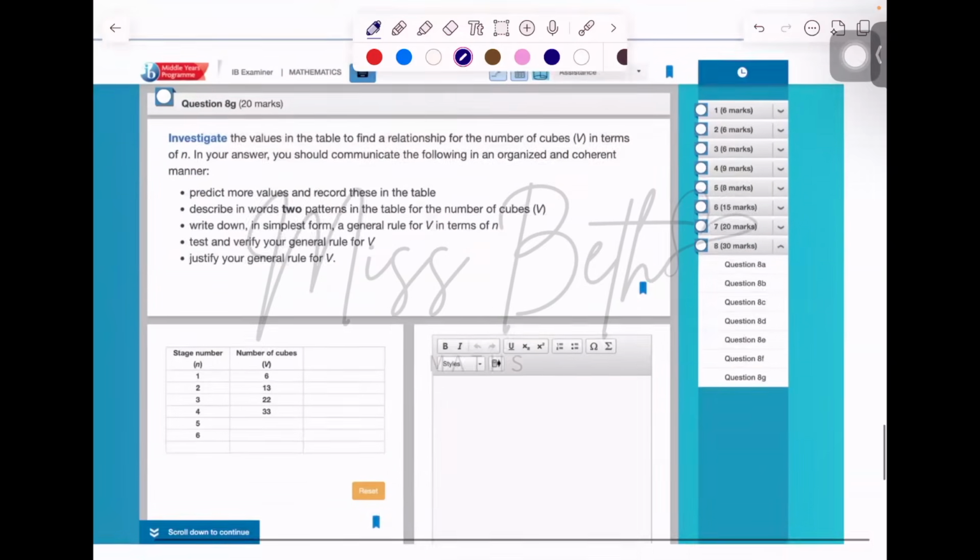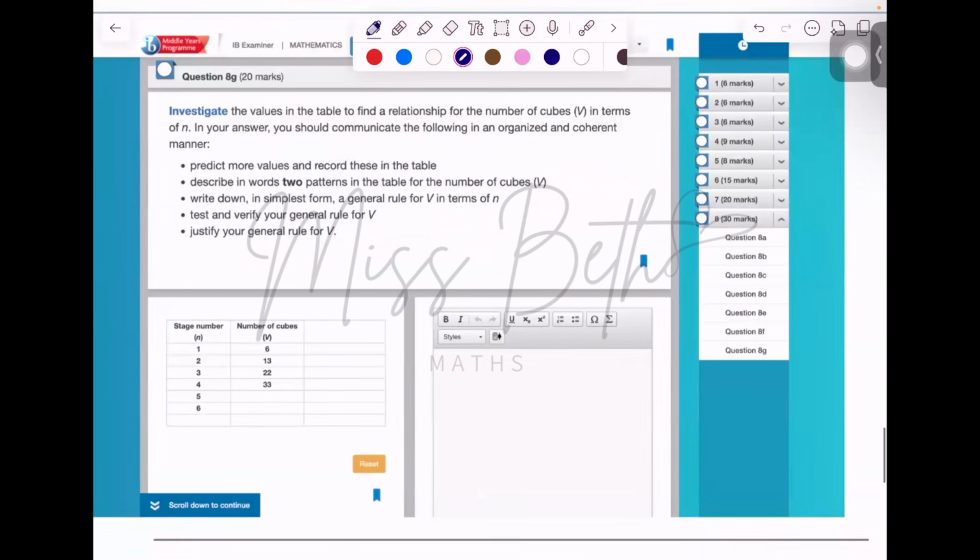So the 20 marker, we want to investigate the values in the table to find a relationship for the number of cubes V in terms of n. In your answer, you should communicate the following in an organized and coherent manner. So to do this in an organized and coherent manner, please remember to just follow the bullet points. They will help you to structure your answer.